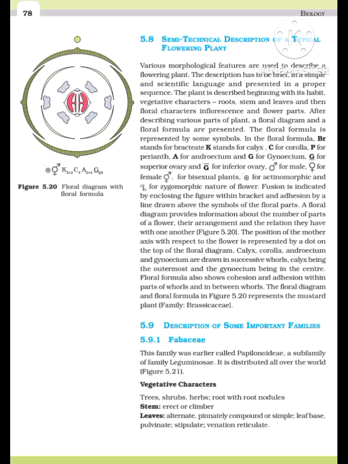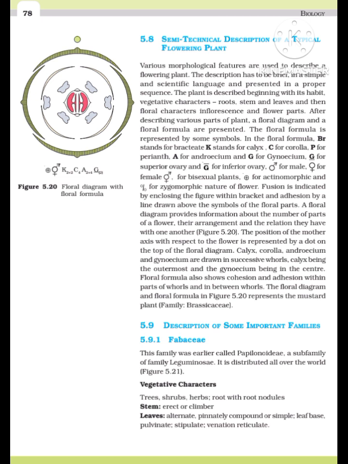The position of the mother axis with respect to the flower is represented by a dot on the top of the floral diagram. Calyx, corolla, androecium, and gynoecium are drawn in successive whorls, calyx being the outermost and the gynoecium being in the center. Floral formula also shows cohesion and adhesion within parts of whorls and between whorls. The floral diagram and floral formula in Figure 5.20 represent the mustard plant, family Brassicaceae.